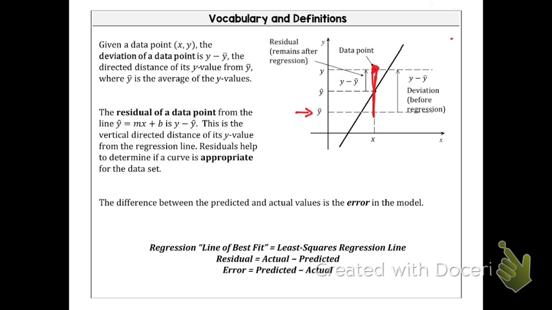The only difference is they switch it. So if you notice down here at the bottom, the residual is your actual minus your predicted, and your error is the predicted minus the actual, because you want to know how far off that line is. So you're going to put the predicted one first, because the predicted is the line. All right, and then above those two, it says the regression line of best fit is your least squares regression line.